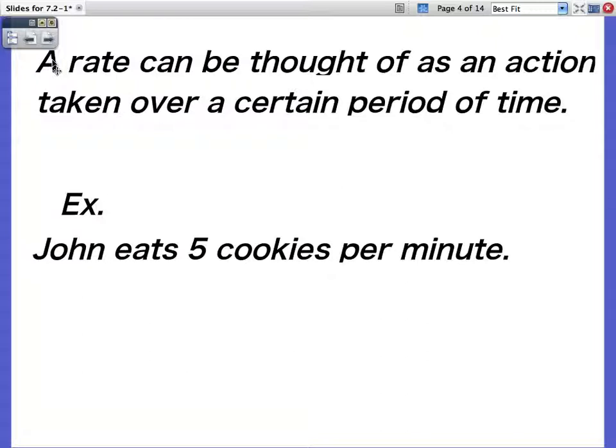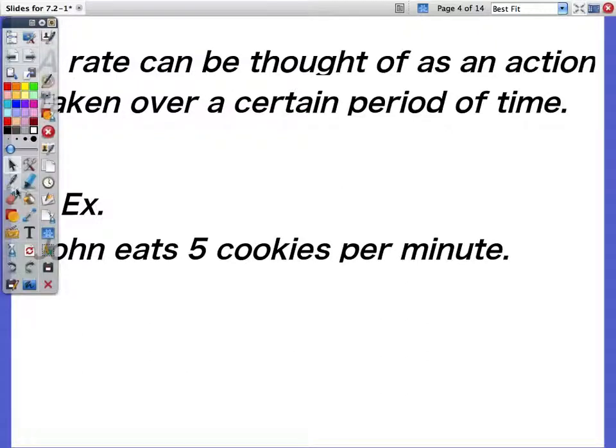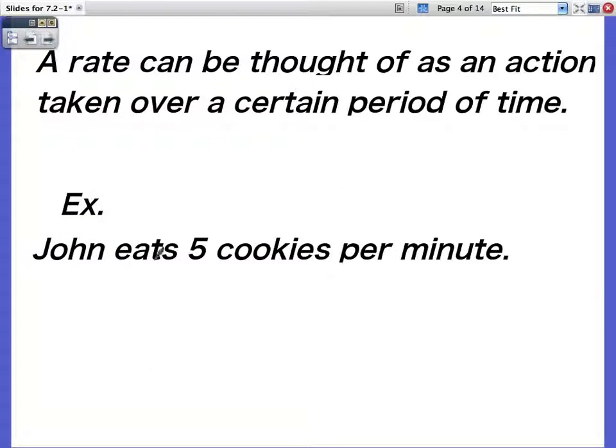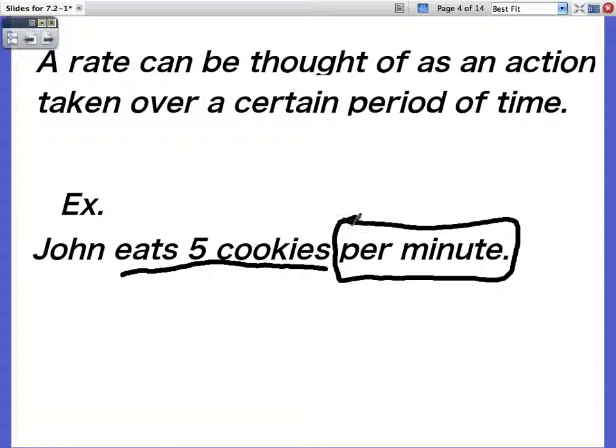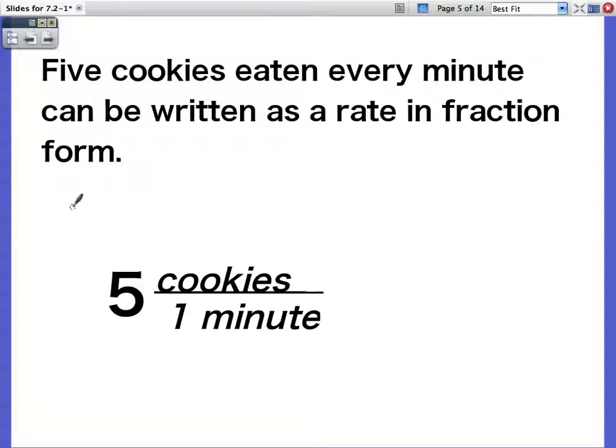Johnny eats 5 cookies per minute. Well, Johnny eating 5 cookies is our action. So this is like our action part. And then the per minute part is our time. So something was done over a certain amount of time. So you've got an action over a certain amount of time making this a rate. And it can be written in fraction form. So 5 cookies eaten every minute can be written as a fraction, 5 cookies per 1 minute. And so this part right here might be how you would express or write a rate.